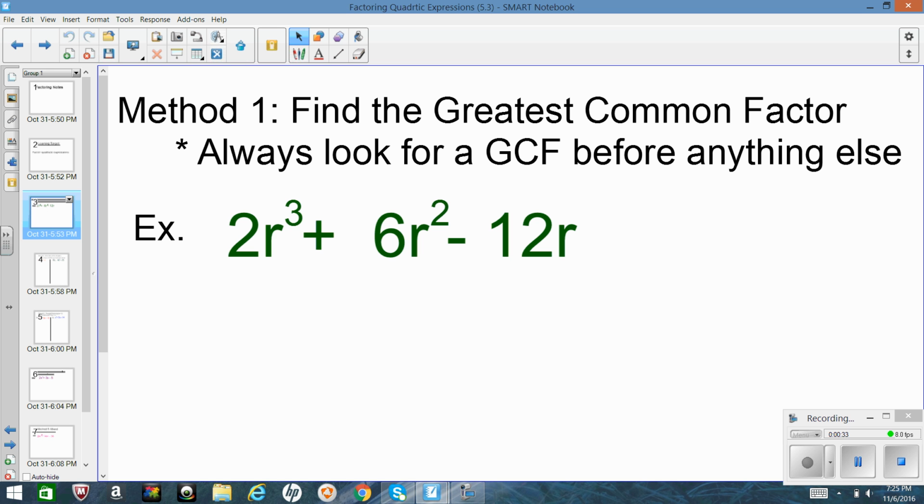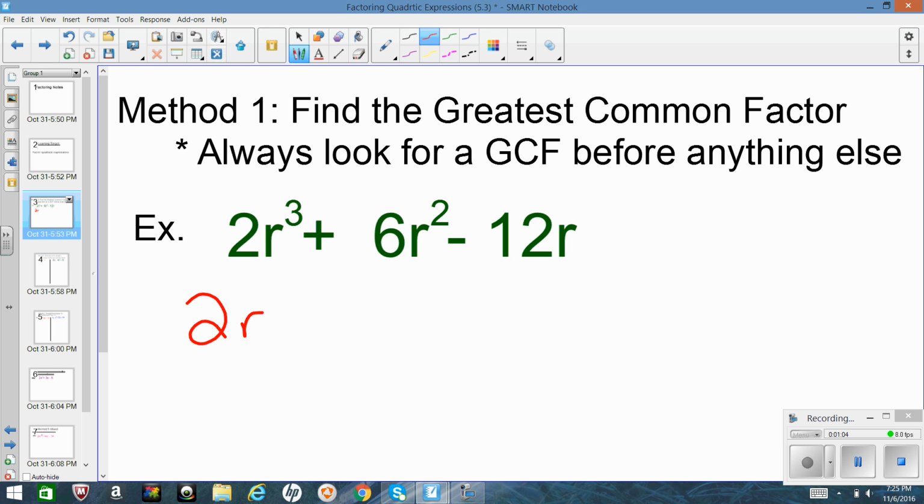The first thing you want to do when factoring is always look for your greatest common factor. If we look at our expression, our greatest common factor can include both numbers and variables. If you look at our 3 terms, what they all have in common is a 2r. So 2r is our greatest common factor, and we are going to take a 2r out of each term.